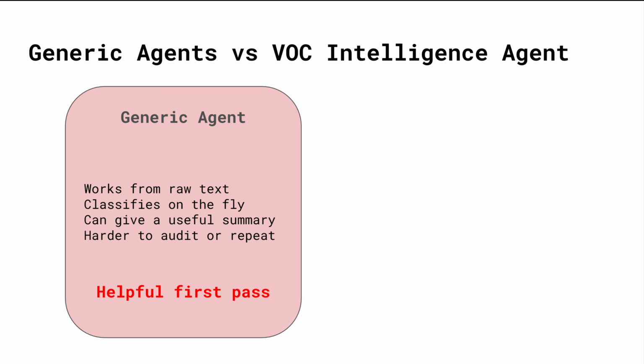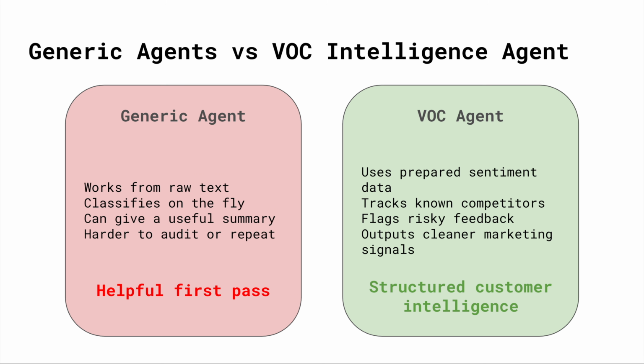So if we compare a generic agent, which hasn't got all the bells and whistles that the VOC agent has, it can still be useful. It can read raw text, classify feedback as it goes, and give you a summary, but it's harder to audit and harder to repeat consistently. The VOC agent has more structure behind it. It uses prepared sentiment data, competitor tracking, risk flags, and cleaner marketing signals. The generic agent is helpful at first pass. The VOC agent is built for more reliable customer intelligence.